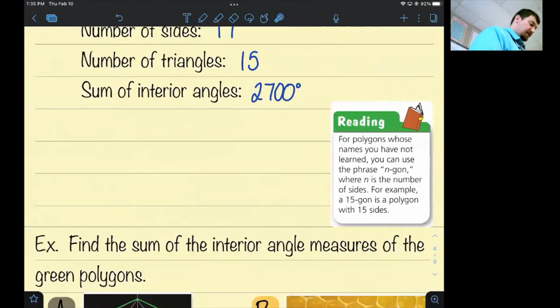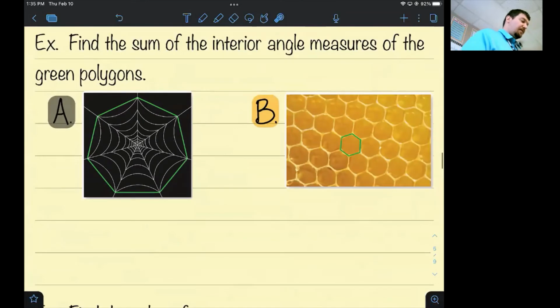All right. So moving into this next part, find the sum of the interior angle measures of this green polygon. That is a spider web, and there's a lot of geometry inside of a spider web, a lot of symmetry as well. How many sides does this polygon have on this spider's web? 7. What do we call a 7-sided polygon? You just said it. Heptagon. Not important for you to know for the homework, but interesting.